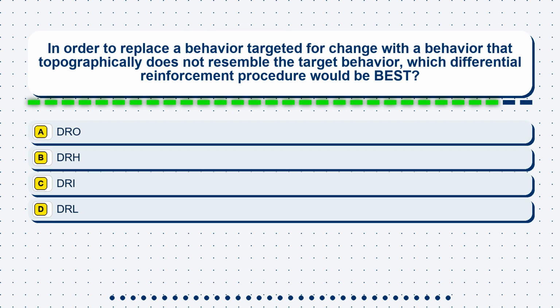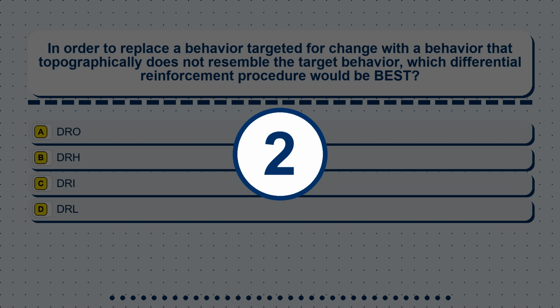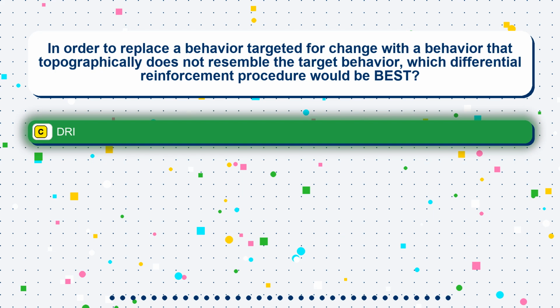Question 29. In order to replace a behavior targeted for change with a behavior that topographically does not resemble the target behavior, which differential reinforcement procedure would be best? Option A, DRO. Option B, DRH. Option C, DRI. Option D, DRL. The correct answer is Option C, DRI.